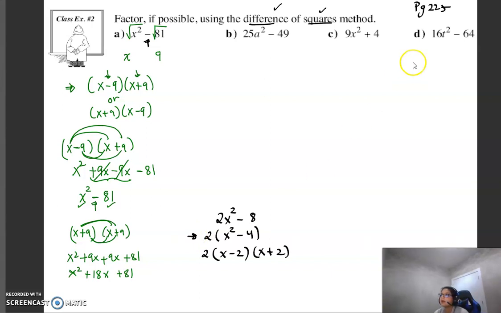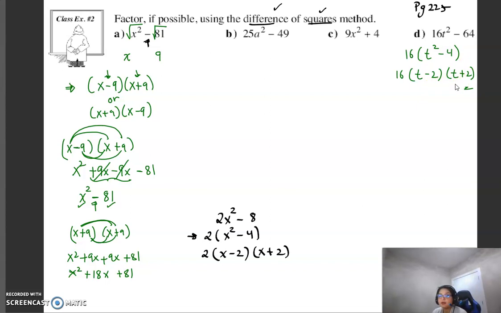And that same thing is happening in part D here. We should check for our GCF first. If I were to take a GCF out, I can take a 16 out. I'm left with t squared minus 4. And then I can again do more difference of squares on it, leaving me with t minus 2 and t plus 2. Now, some of you may say, but I could do this question without taking a GCF out.